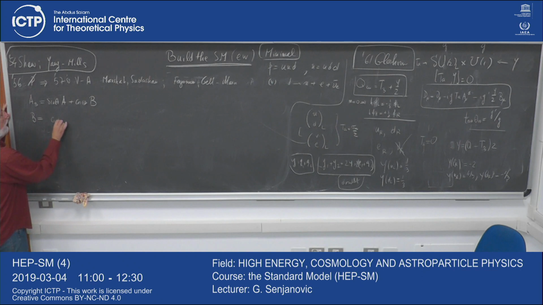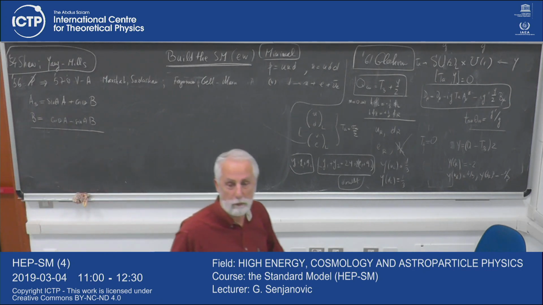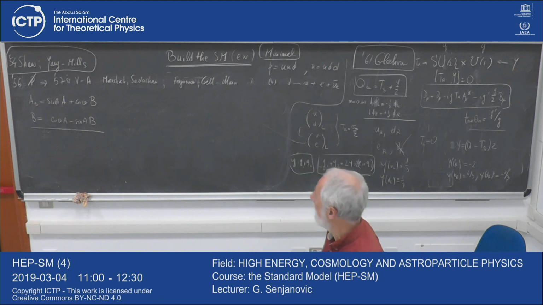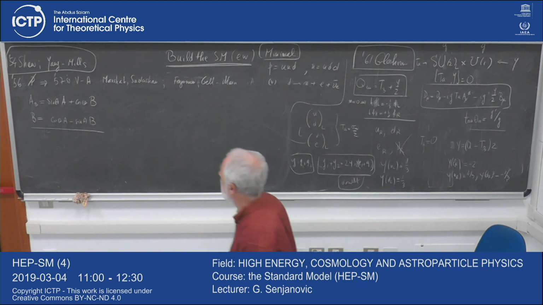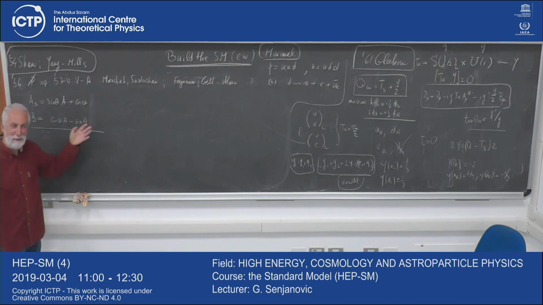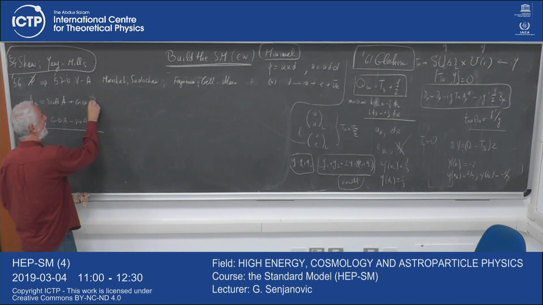That means this is cosine theta A minus sine theta B. They are orthogonal fields. I started with them being orthogonal, they must remain orthogonal. So if one is one linear combination, the other must be the orthogonal linear combination. There, A and B are the photon and another field on the right-hand side. Maybe it would be better if I introduce another notation.